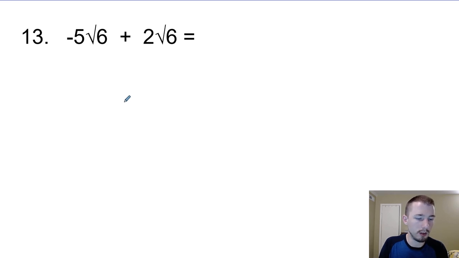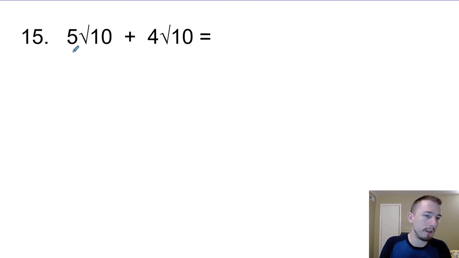13. All right, so this is seeing if we can actually combine like terms. So we want to see if we can add them. Well, they're both radical 6's, right? So I have negative 5 radical 6's plus 2 more, which is going to leave me with negative 3 radical 6. Think of the negatives as debt. So if you owe 5 and you get paid 2, you pay off your debt, you still owe 3, right?